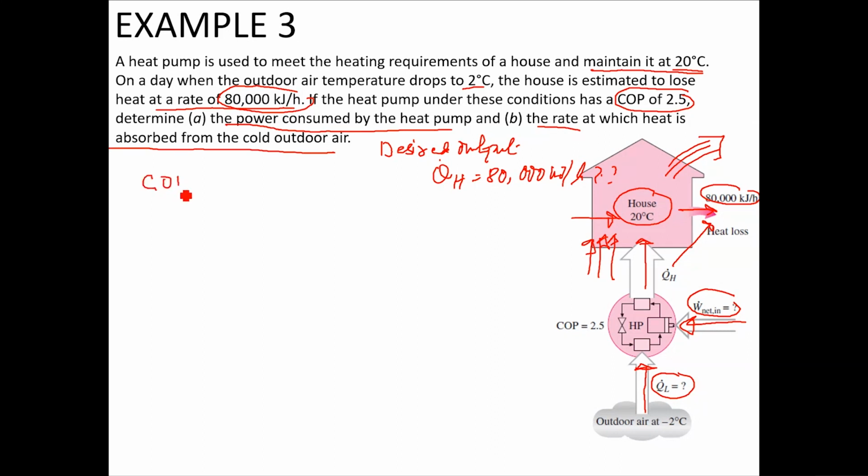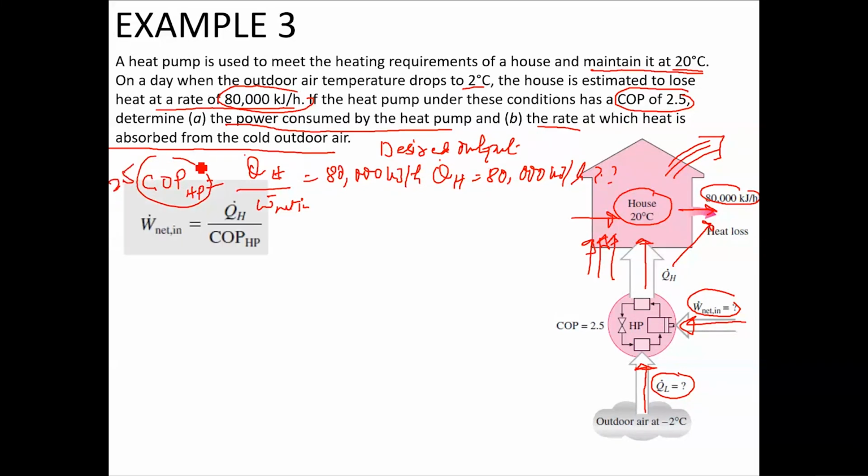Yes, COP of heat pump is essentially Q dot H over work dot net in. Q dot H is 80,000 kilojoules per hour. COP given to you is 2.5. You just have to divide, and it would give you 32,000 kilojoules per hour, or 8.9 kilowatts. It is the power of the heat pump that is required to maintain the temperature at 20 degrees centigrade of the house.